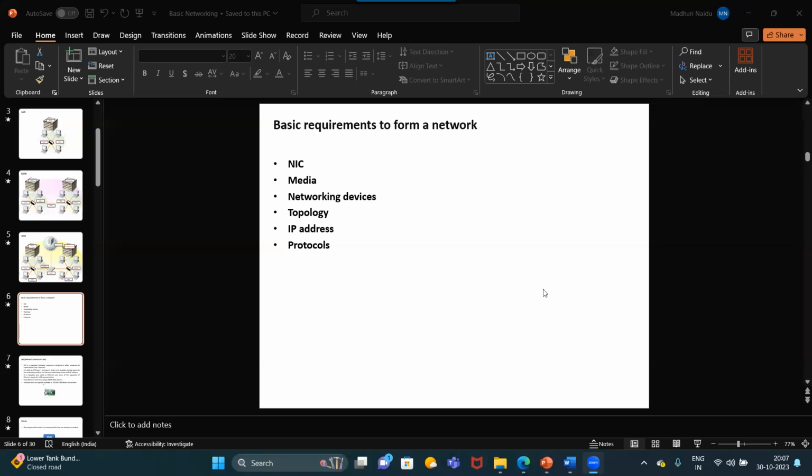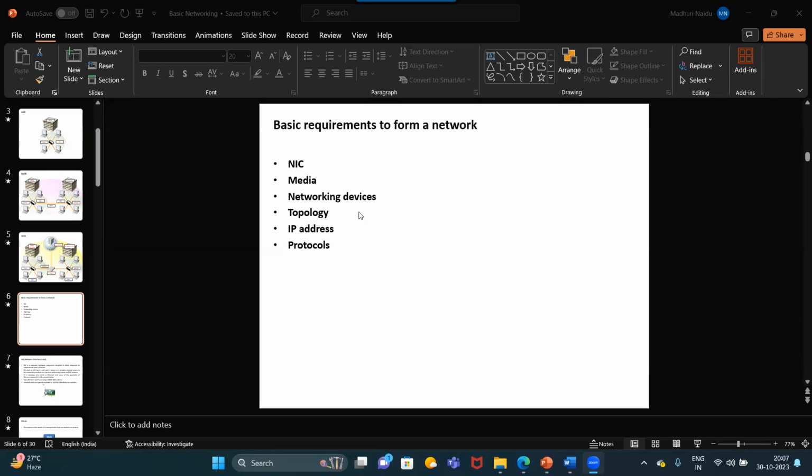Now, the basic requirements to form a network. Assume you want to establish your own network. Say you have two or three PCs in your home, maybe laptops or desktops, or you are staying in a hostel or room with your friends, and you all have laptops. You want to establish your own network just for practice, or you are starting a startup company. So what are the basic requirements to establish a network?